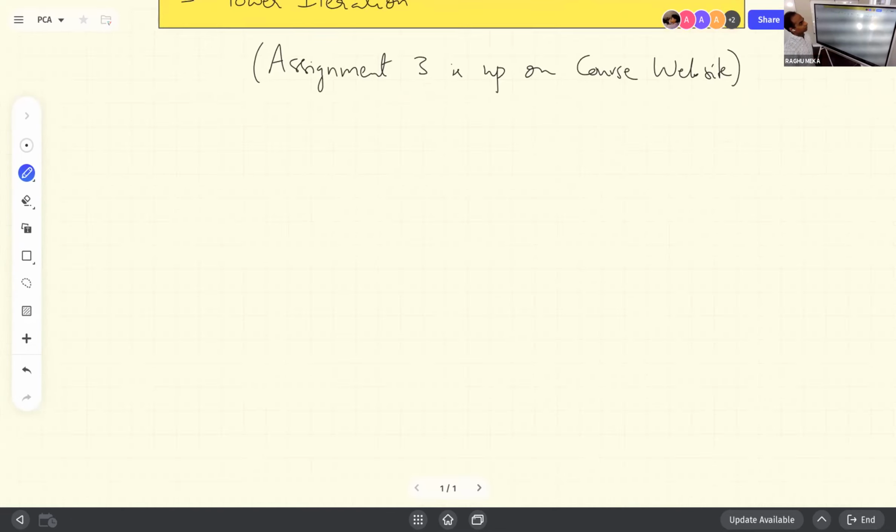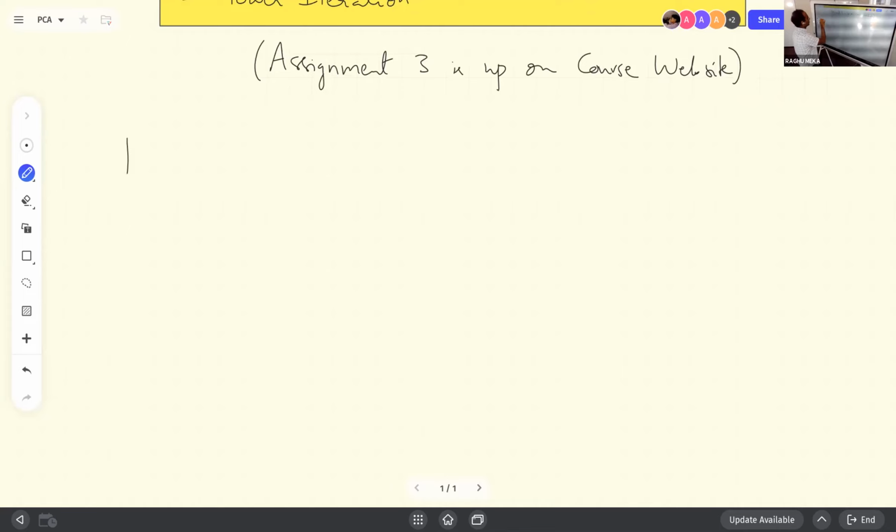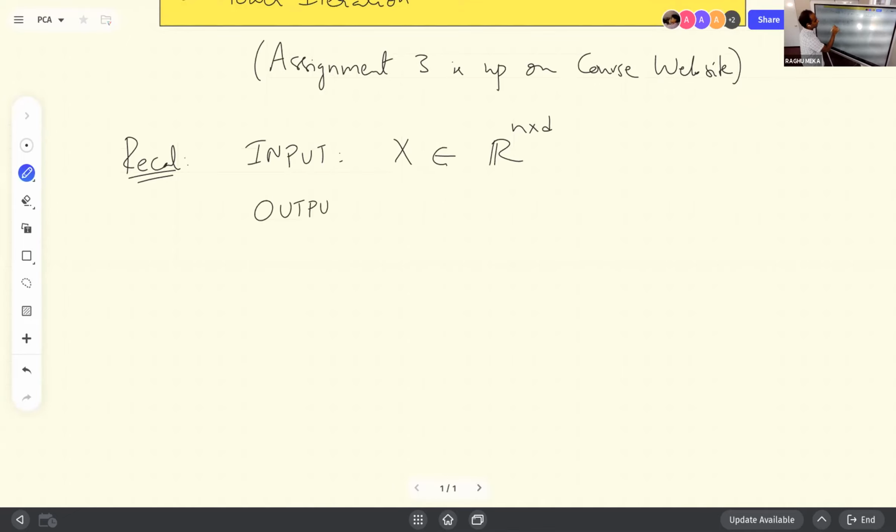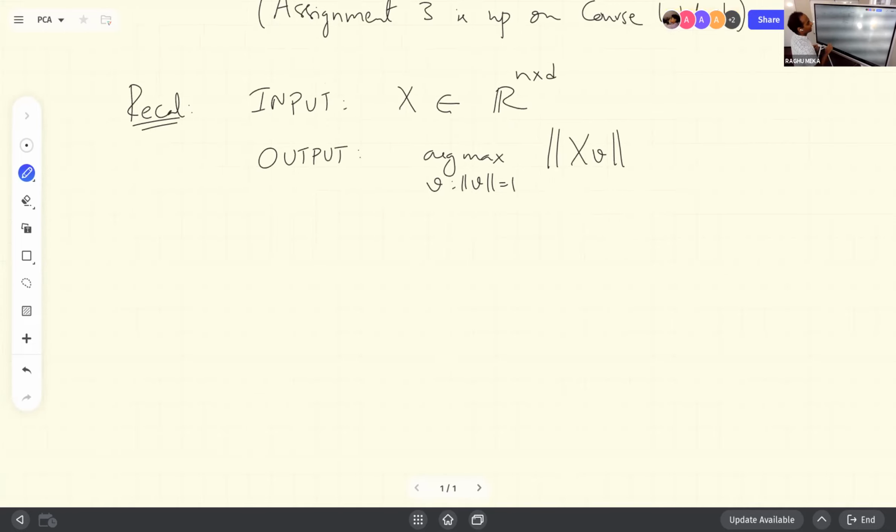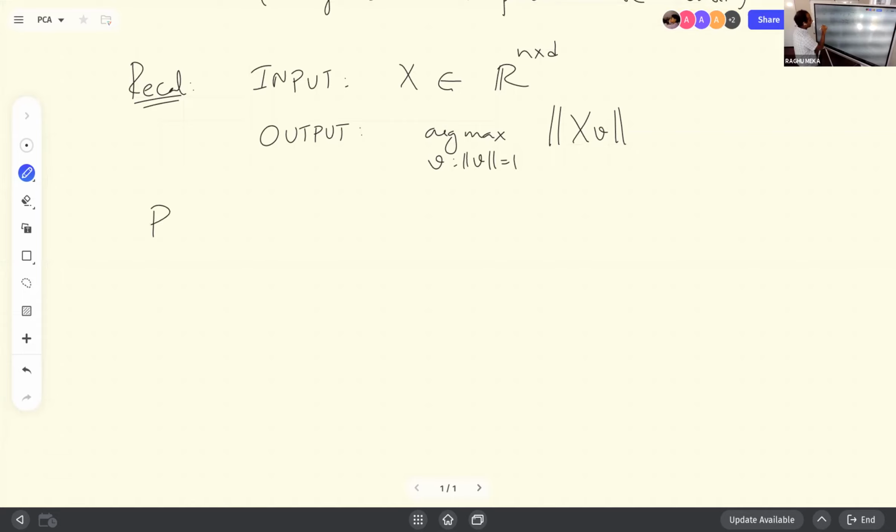Alright, so just to recall, our input was a matrix X, which is some n by d matrix, and our goal was to compute argmax V, which is unit norm, and maximizes the length of X times V. Right, that's the first right singular vector. We want to compute that. Once we can do it, we can do lots of stuff. And in the end, we arrived at this power iteration algorithm.